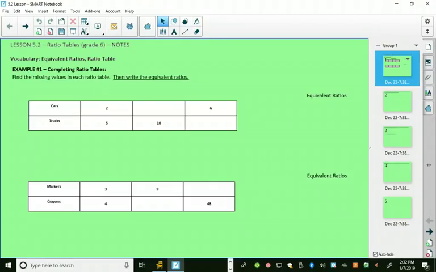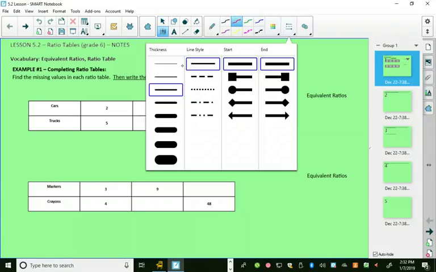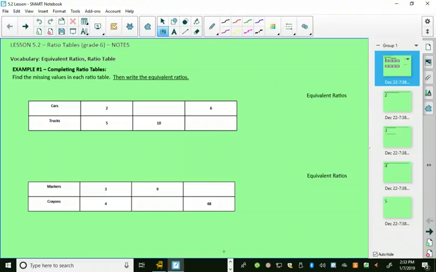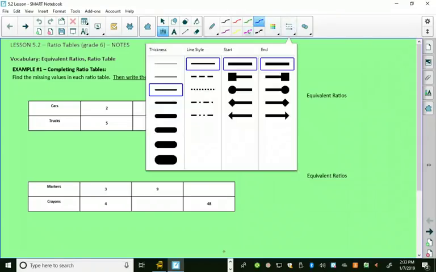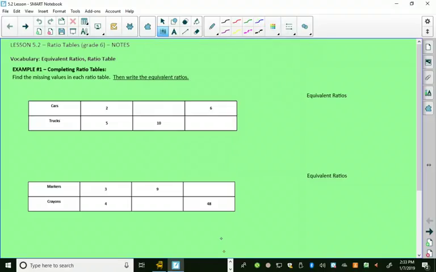and we're going to go ahead and complete them. And then, once we've completed the ratio tables, we're actually going to go back and write equivalent ratios. Remember from yesterday, equivalent ratios are two or more ratios that have the same relationship. So that's really important for you to understand and remember for today, because when you're writing equivalent ratios, you have to have at least two ratios that have the same relationship when you go back to write them.